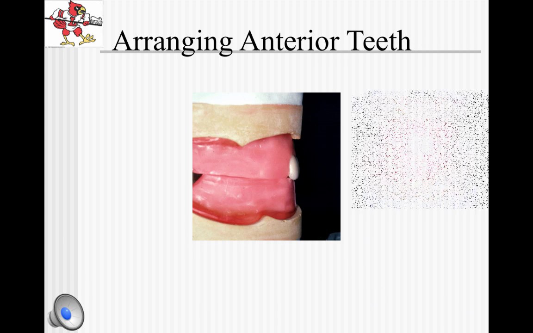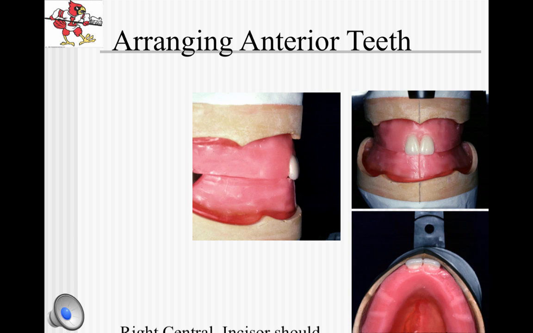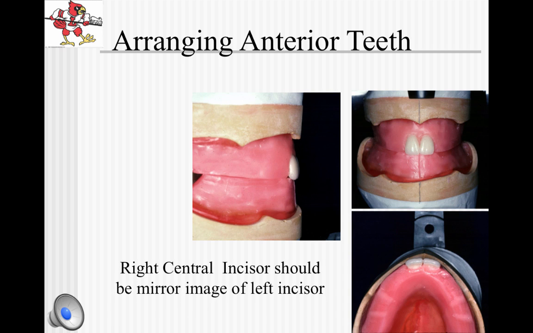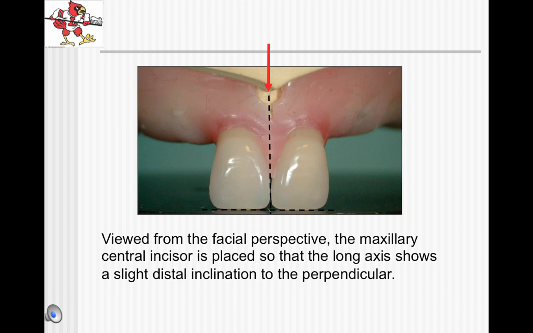Go ahead and set the second central incisor. The right central should mirror the image of the left central incisor. As you view the facial perspective of the two central incisors, the long axis shows a slight mesial inclination of the crown or a slight distal inclination of the cervical of the tooth to a vertical drawn perpendicular to the tabletop.